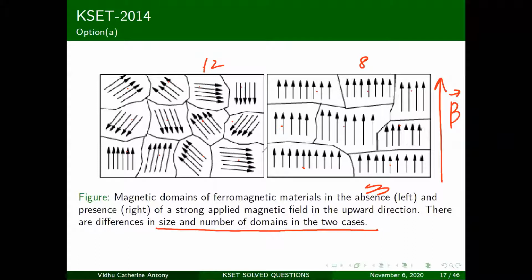Here you do not have a magnetic field. Once you take this and place it into a magnetic field, this is what happens: the size of the domain becomes bigger and the number of domains reduces. So that's your ferromagnetic material.